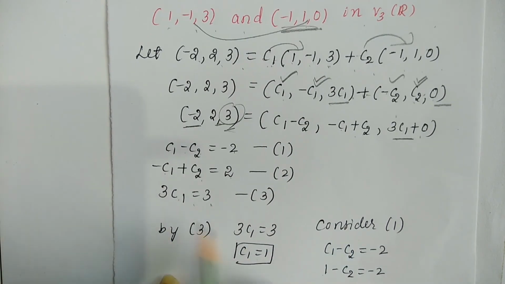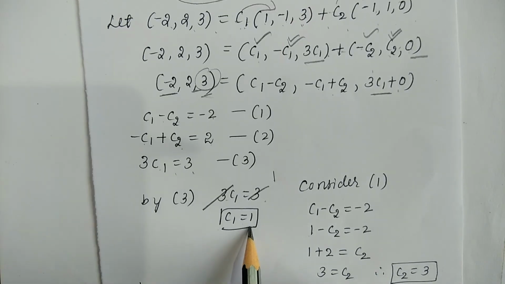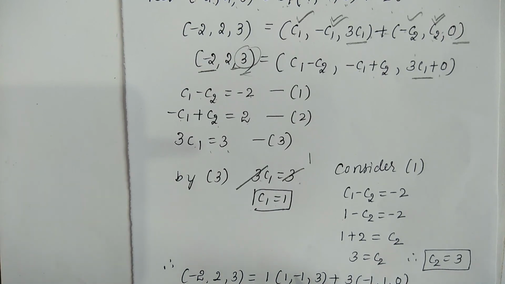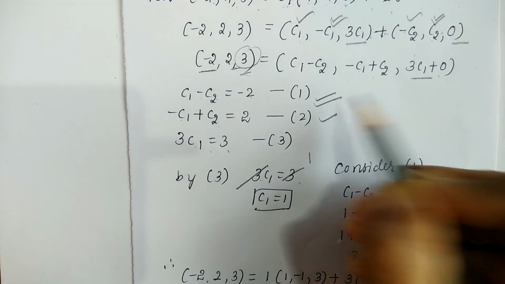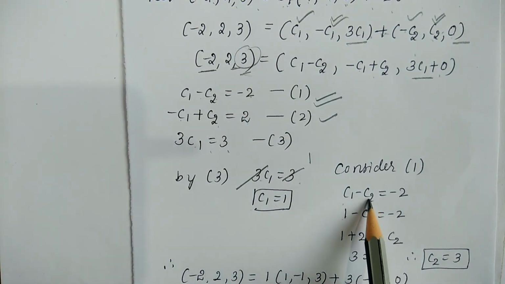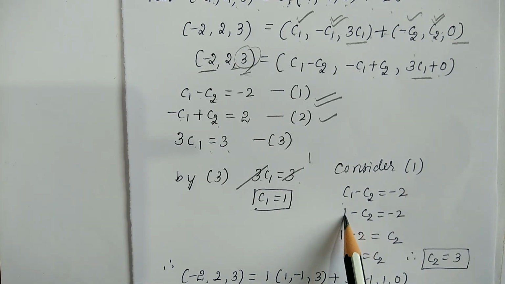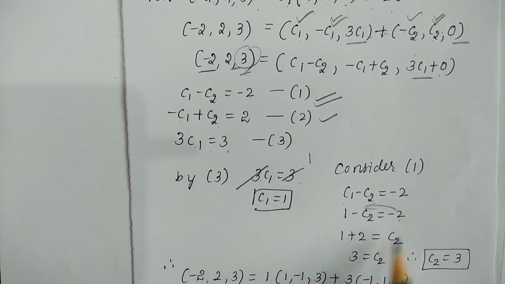So from equation 3, we clearly get the C1 value. 3C1 is equal to 3, so C1 is equal to 1. Now consider any equation, your wish, among 1 and 2. I am considering equation 1: C1 minus C2 is equal to minus 2. C1 is 1, so 1 minus C2 is equal to minus 2. Take 1 to the right: minus C2 is minus 3, so C2 is equal to 3.